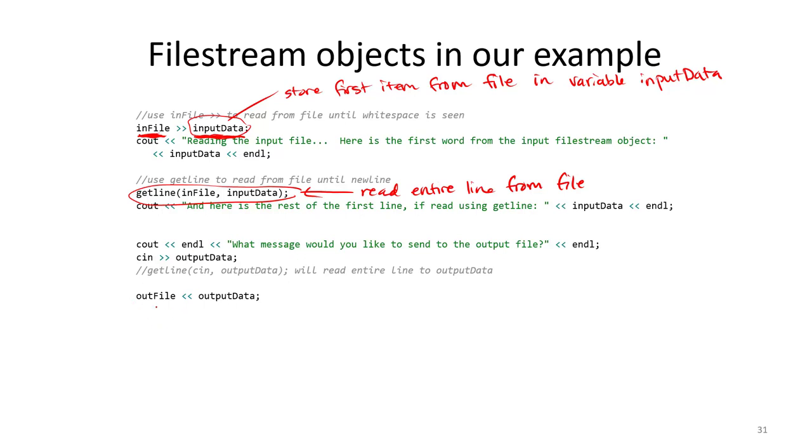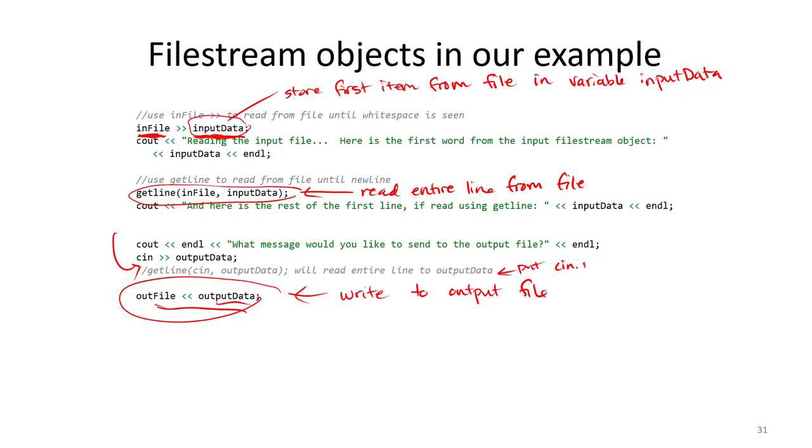And then as we saw, of course, we can write to our output file using outfile output data. We can also use this getline cin output data to read the entire line that's provided to output data. But here, since we had a new line from our cin statements, we'd also want to have cin.ignore before the getline.